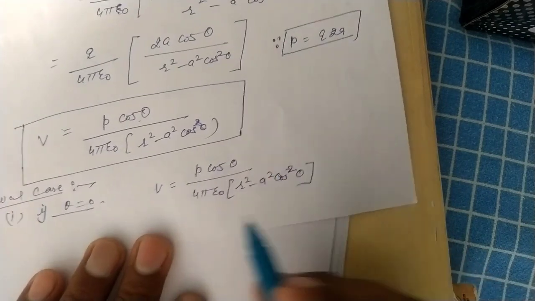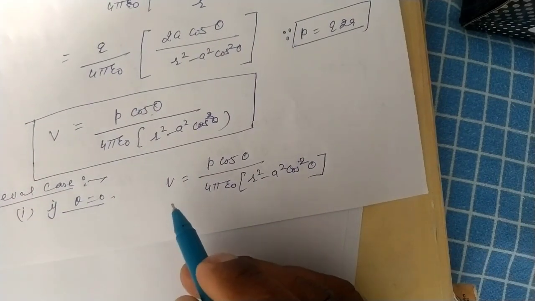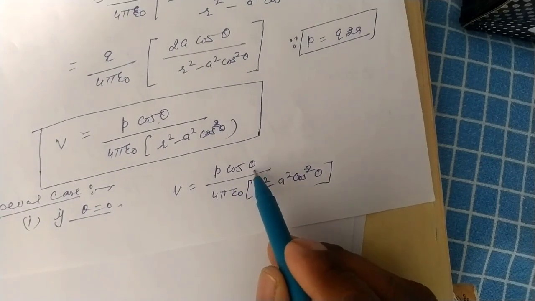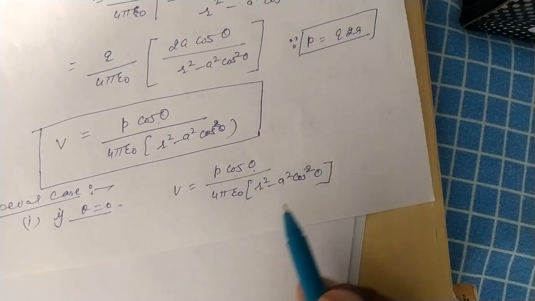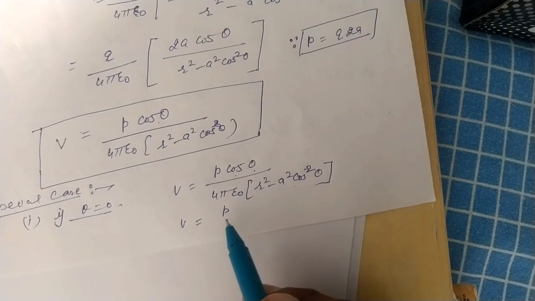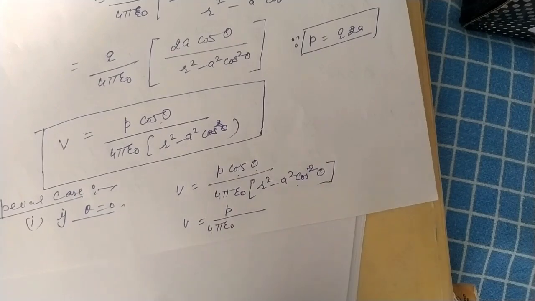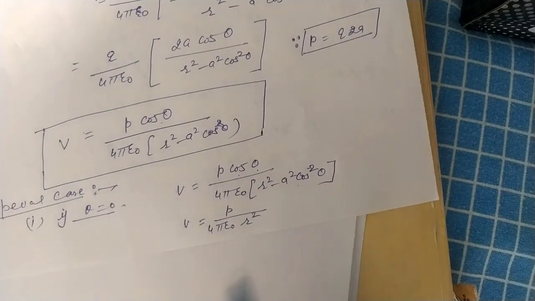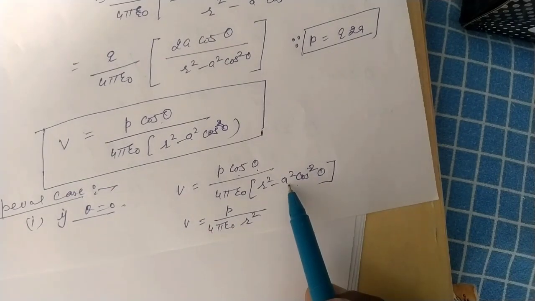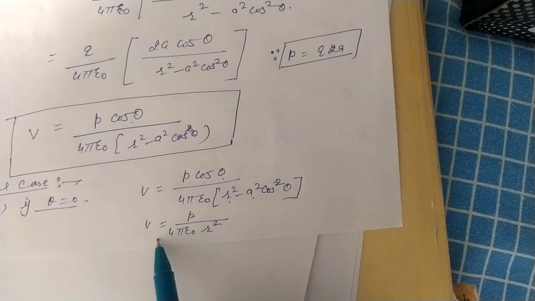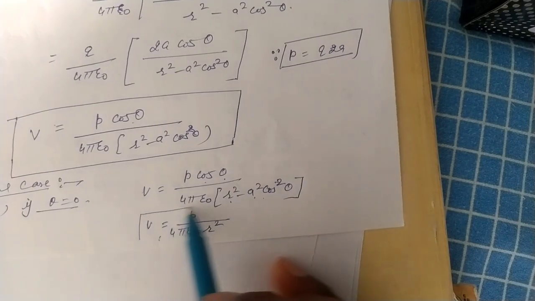And after solving it, we can find out the value of V. The value of cos 0 is equal to 1, and here the value of V is equal to P upon 4 pi epsilon naught R square, when we assume A is very small as compared to R. This is the value of the electric potential when we take the point P on the axial line.